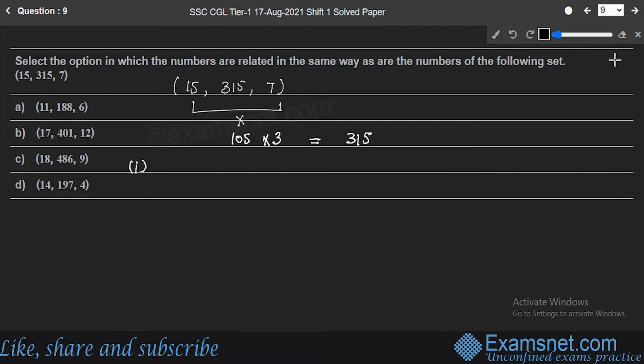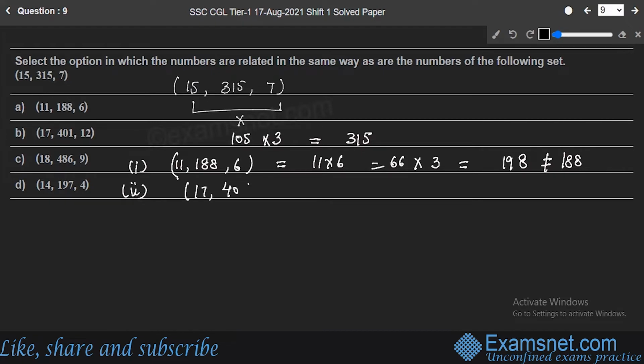Let's move with the first one. It is 11, 188, and 6. What if I multiply 11 with 6? It gives you 66. Then I multiply again it with 3. 66 multiplied by 3 will give you 198, which is not equal to 188. So this is not true. Let's go with the second one. 17, 401, and 12. So if I multiply 17 with 12, I get 204. If I multiply it with 3, you get 612, which is not equal to 401. So both of them, they are not the correct options.